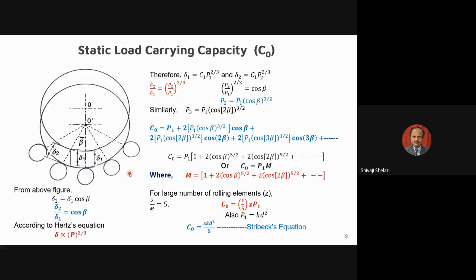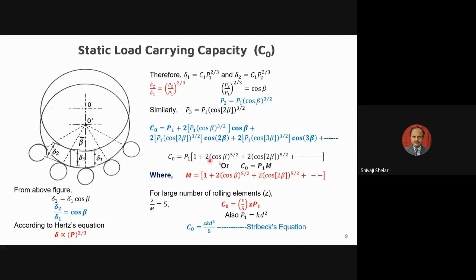Suppose I use only 4 rollers, then beta will be 90 degree. If I use 10 rollers, then beta will be 36. If I use 6 rollers, then beta will be 60 degree, that is 360 degree divided by 6. If I use 12 rollers, then beta will be 30. So this is dependent on angle beta. So angle beta is defined by the number of rollers here. How many rollers are equispaced here?